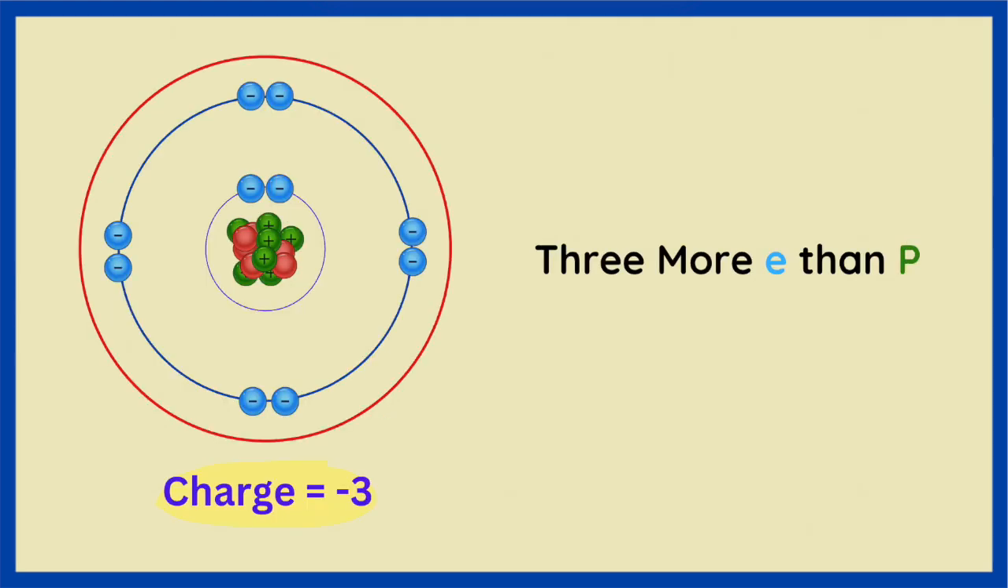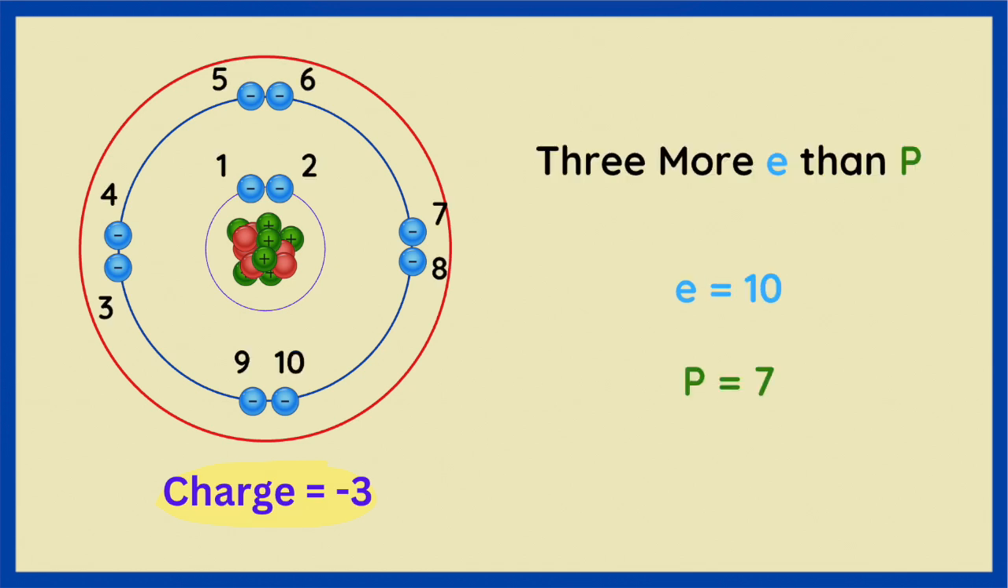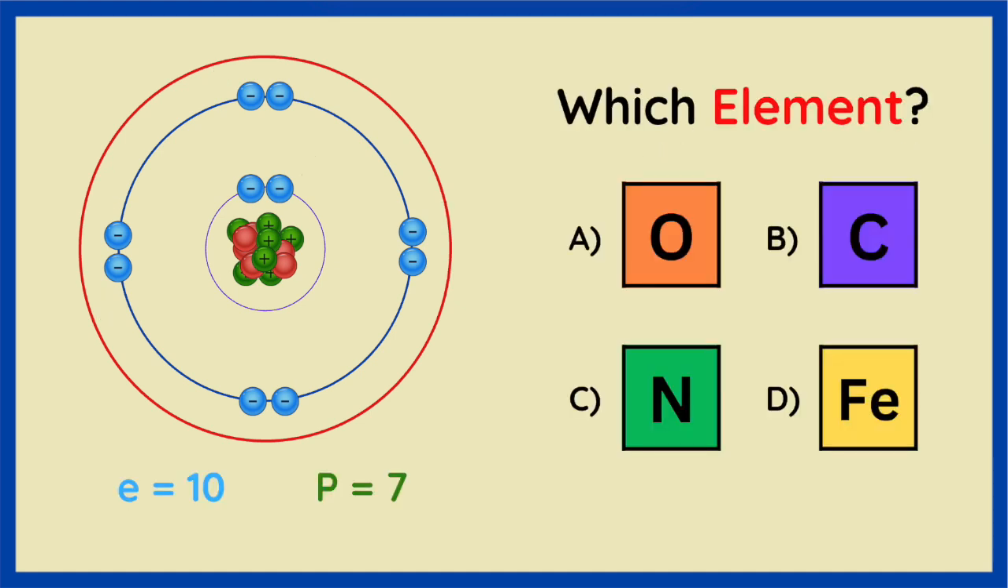So not only have we discovered that there are 3 more electrons than protons, but looking at this diagram, we can clearly count how many electrons the element has. There's 10 of them. So applying the fact that there's 3 more electrons than protons, there's got to be 7 protons total for this element. Now we actually have enough information to decipher which element our diagram corresponds to.